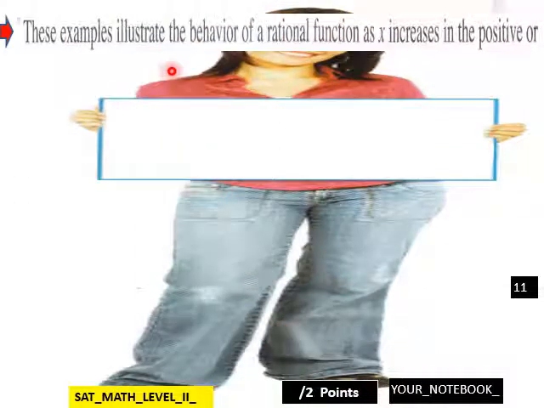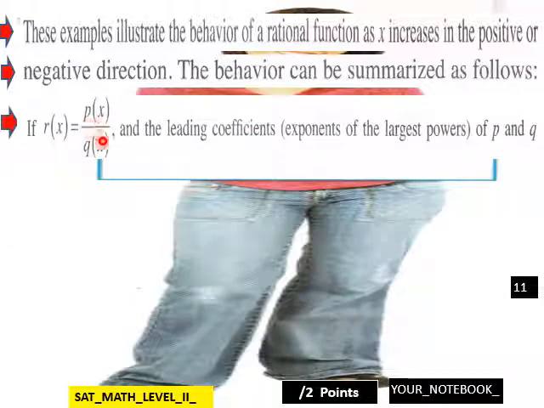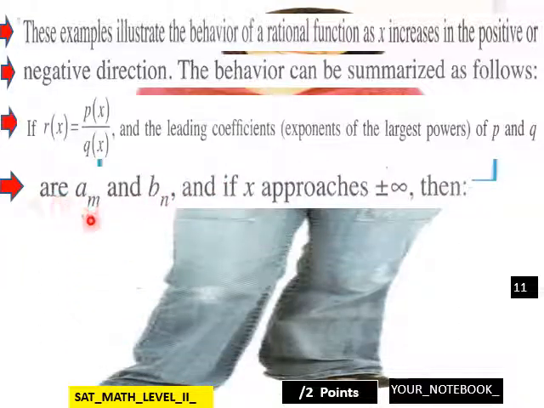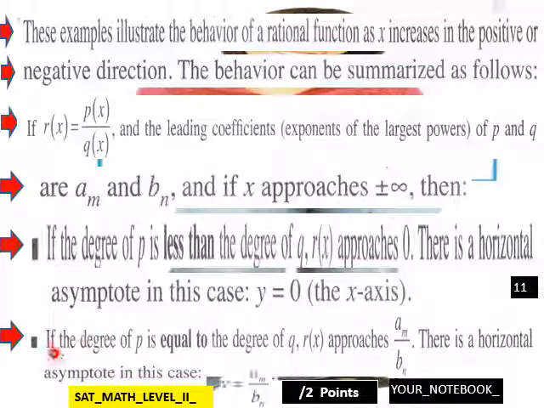These examples illustrate the behavior of a rational function as x increases in the positive or negative direction. The behavior can be summarized as follows. If r of x equals p of x over q of x, and the leading coefficients, of the largest powers of p and q, are a_m and b_n, and if x approaches plus or minus infinity, then if the degree of p is less than the degree of q, r of x approaches 0. There is a horizontal asymptote, in this case y equals 0, meaning the x-axis. If the degree of p is equal to the degree of q, r of x approaches a_m over b_n. There is a horizontal asymptote, in this case y equals a_m over b_n.